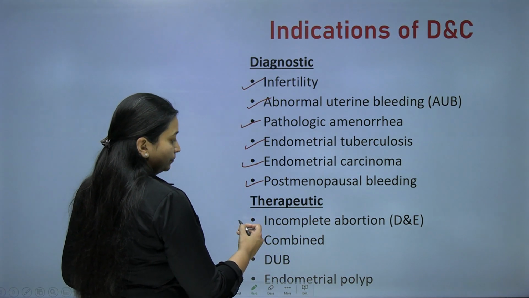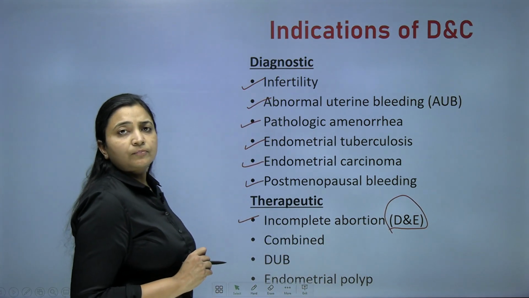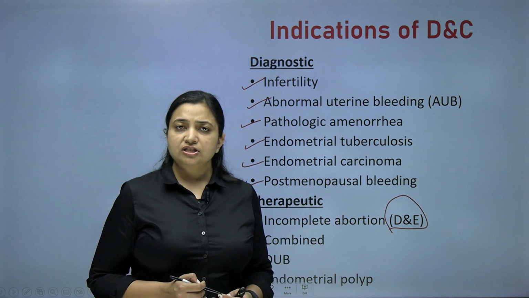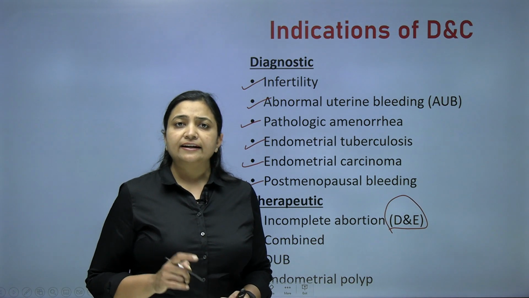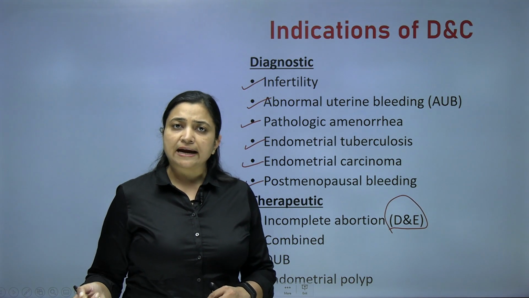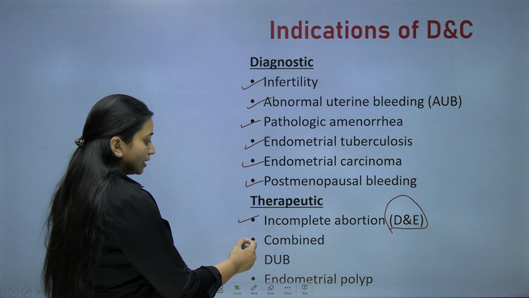Therapeutic: incomplete abortion, D&E, what I was talking about, that in cases of incomplete abortion there are retained products of conception which lead to continuous bleeding. So to stop that bleeding, dilatation and evacuation was the gold standard, and it is the gold standard now itself.